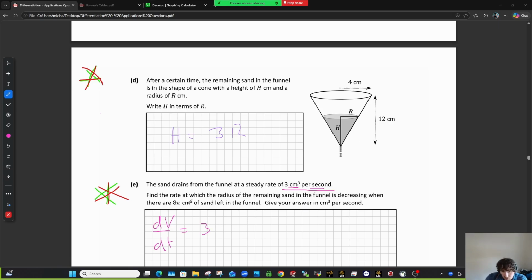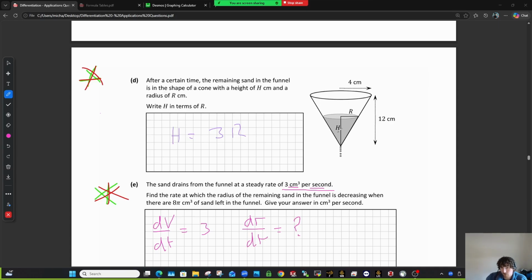Now, is there any tricks? You always got to watch out for tricks with the units. Everything seems to be in centimeters, so there's no switch to millimeters thing, so everything's fine. You don't need to go putting units in. Let's see, can we work out what we're looking for, the question mark. Find the rate at which the radius of the remaining sand is decreasing. Okay, so I would call that dR dt. And that's our question mark.